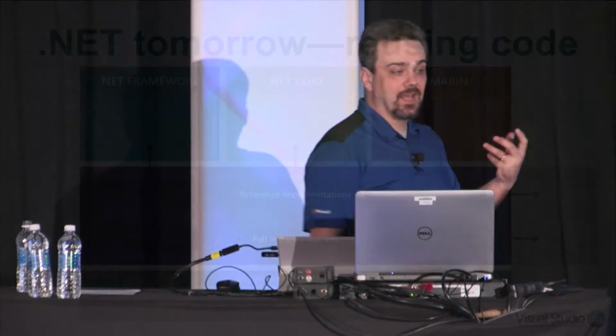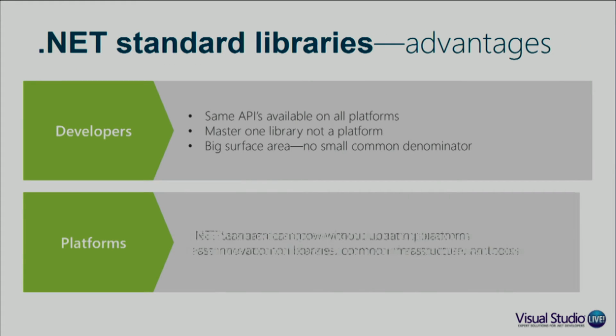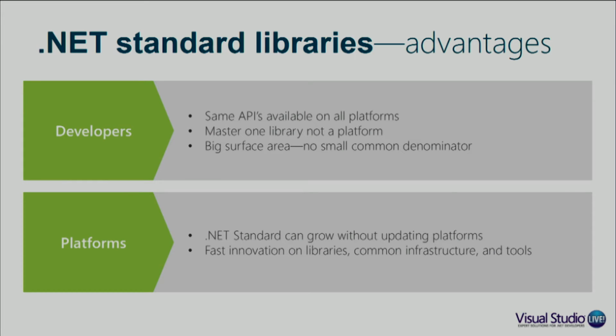We're turning things around here, and we're going to allow you to reference implementations in your code, and then as you go to compile for those appropriate environments, full implementations will be put in place in a contract manner. So your code only references a reference implementation. The full implementation comes in later, so when you're ready to deploy, it all gets mashed together and works appropriately for those environments. So you have the same API on every platform. You get to master one library and not some platform, right?